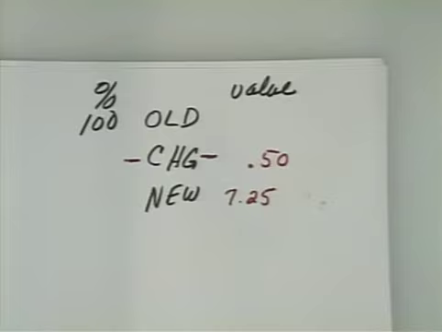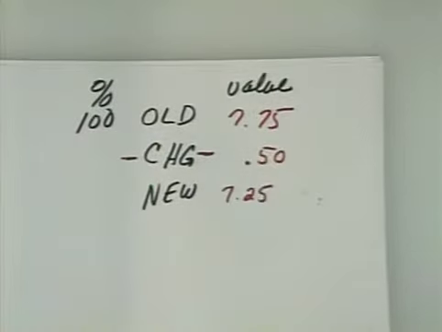When it dropped a half a percentage point, the value fell. That happens often with loan rates where they go up or down a 0.5% or 0.25%. Is that right? So what was the original or old value if it dropped 0.5 or 0.50 or a half a percentage point, and it currently is 7.25? 7.75. That's right. Cassandra, does that make sense now?